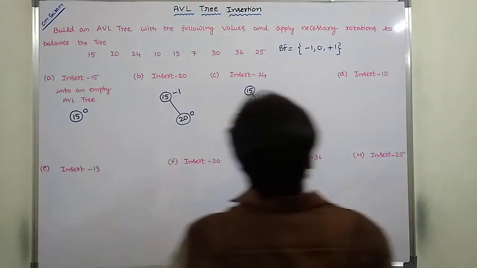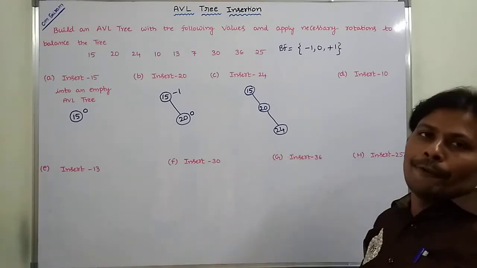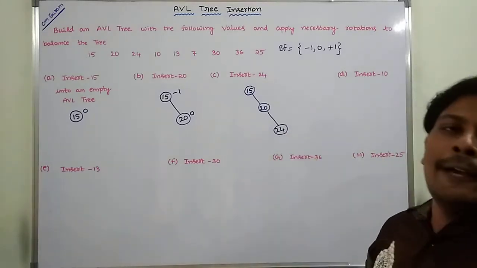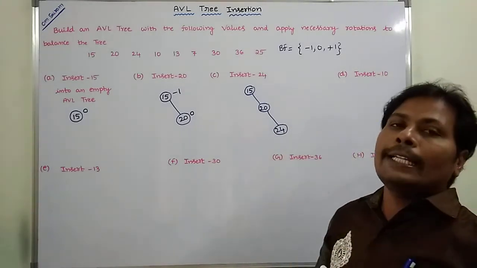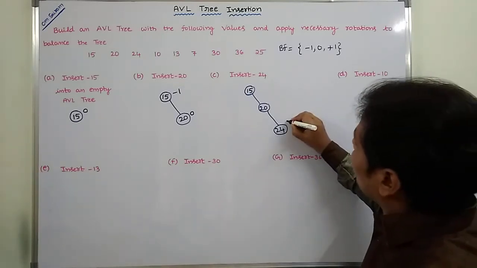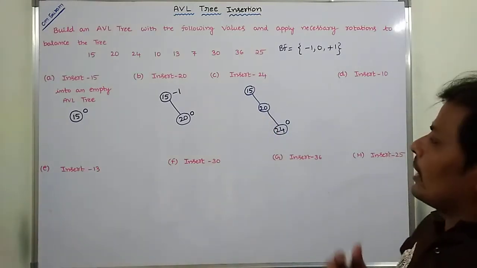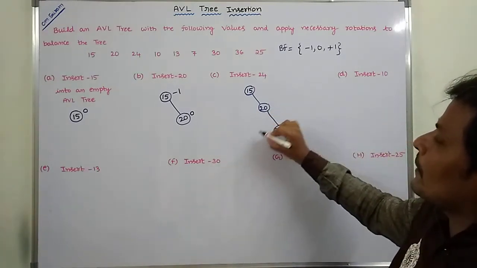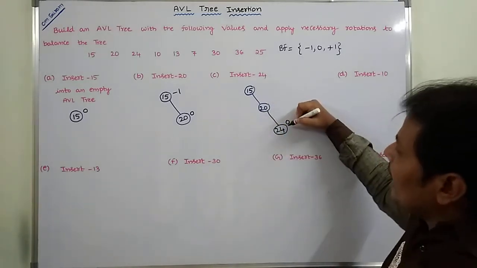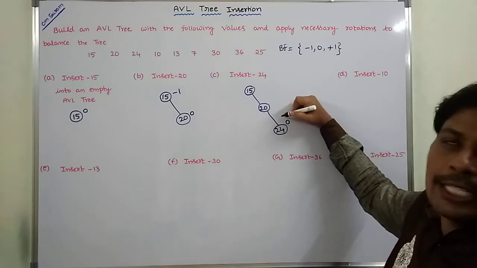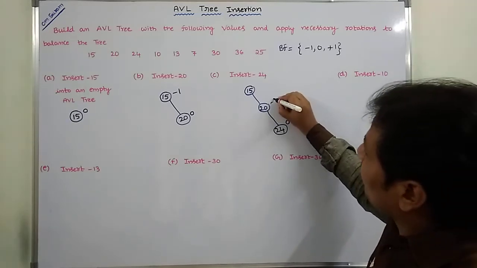Okay, now what are the balance factors for these nodes? For node 24, it has no left child and no right child. So height of left subtree 0, height of right subtree 0, 0 minus 0 is 0. Okay, next one, go for node 20. Node 20 has no left subtree, so the height of the left subtree is 0. Node 20 has only a right subtree with one edge, so the height of the right subtree is 1. 0 minus 1, that is minus 1.